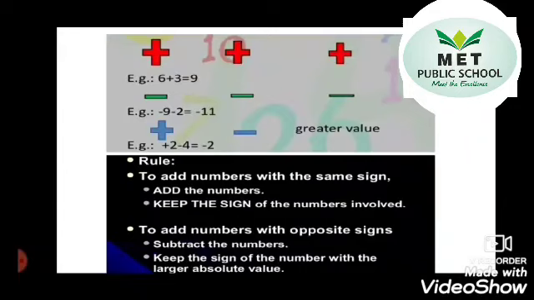Example, if you have plus 2 minus 4, the first step is you have to take the subtraction. So 4 minus 2 is 2. After finding this answer, you have to put the symbol, and when you are putting the symbol, you have to check which is the greater number in the given question. In this question, 4 is the greater number and 4 has the symbol minus, so your answer will be minus 2.